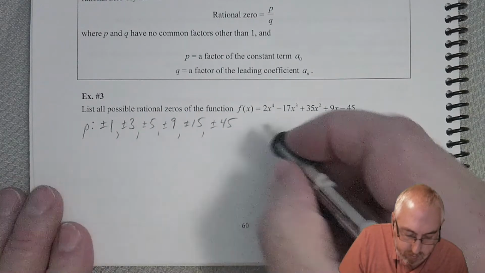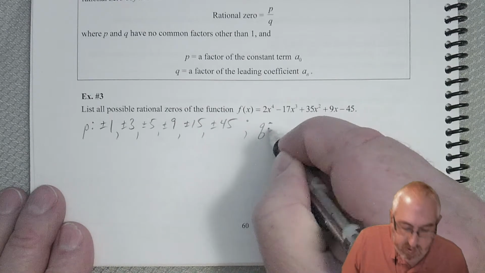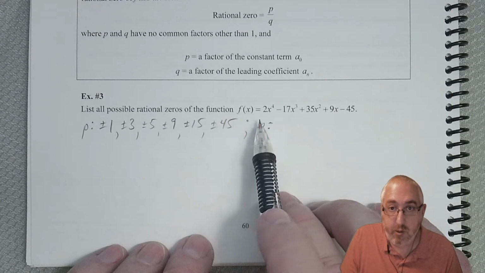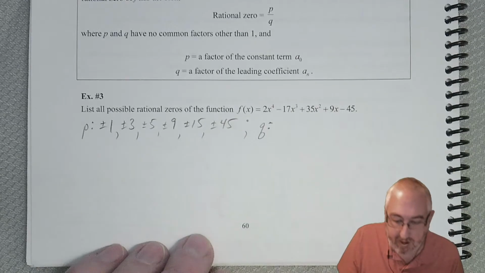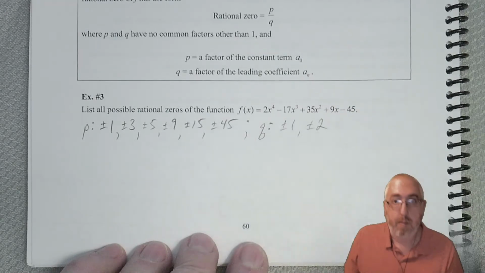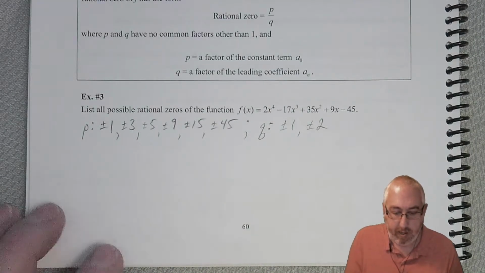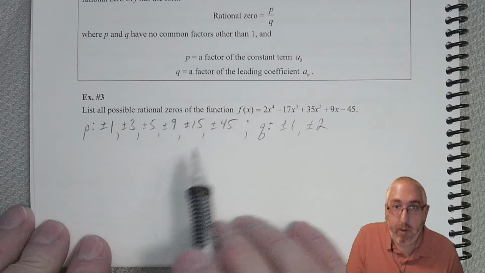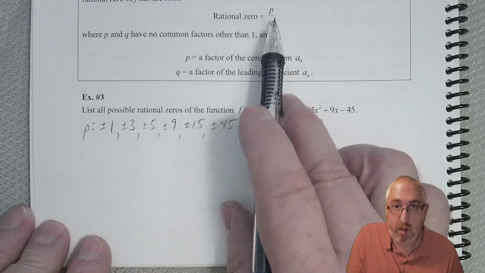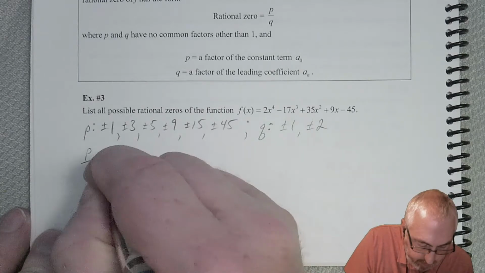Our q's should be factors of the leading coefficient. Well, the leading coefficient in this case is the 2. So what are the factors of 2? Well, there's not a lot. Plus or minus 1, plus or minus 2. And that's it. All right, so now that we have our p's and q's, we have to put them into our fraction form. So our rational zeros are always going to be p over q. So let's see what that looks like.